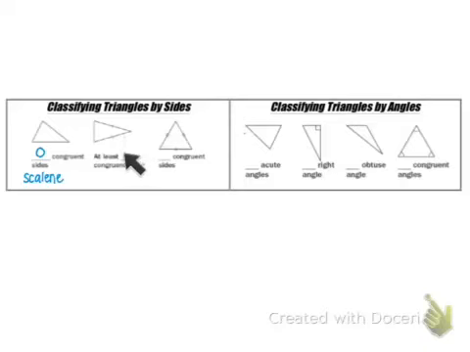Now if you notice a second triangle, we have two tick marks here, 1, 2. We call that an isosceles triangle. So the two sides that have the one tick mark are both congruent, same measurement. If only two sides are the same, we call that isosceles.